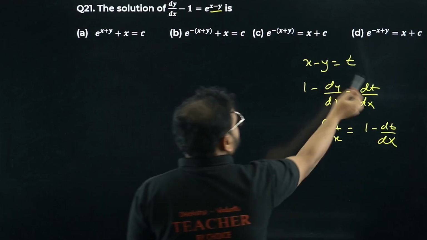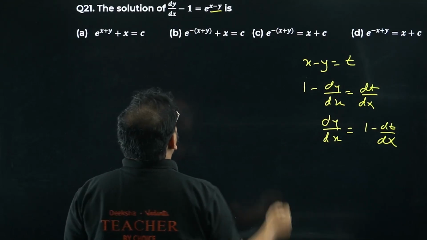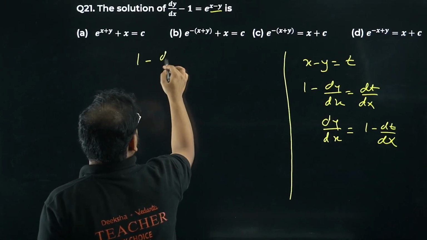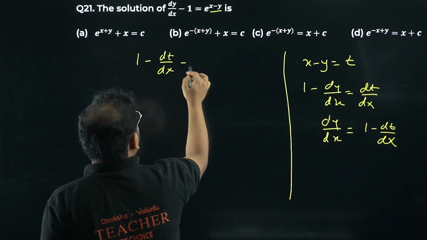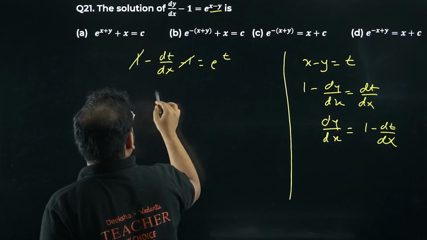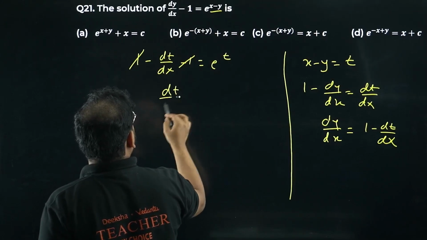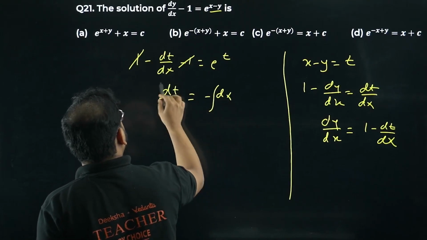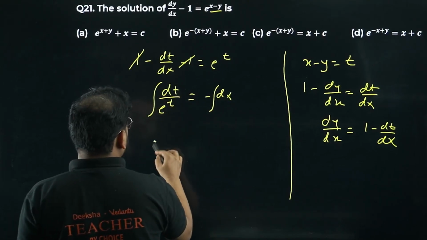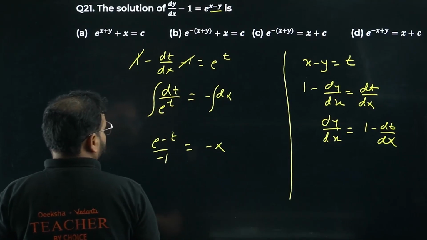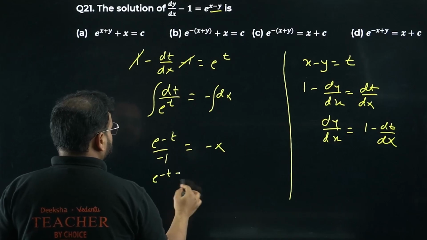I can move on this side, no? So 1 minus dt by dx. So put it over here now. What I'm getting, I have 1 minus dt by dx minus 1 equals to e power t. Please check now. I have this cancelled. I can get now dt by e power t equals to minus dx. Please check. The answer will be e power minus t upon minus 1 equals to minus x. So I'll have e power minus t equals to x.